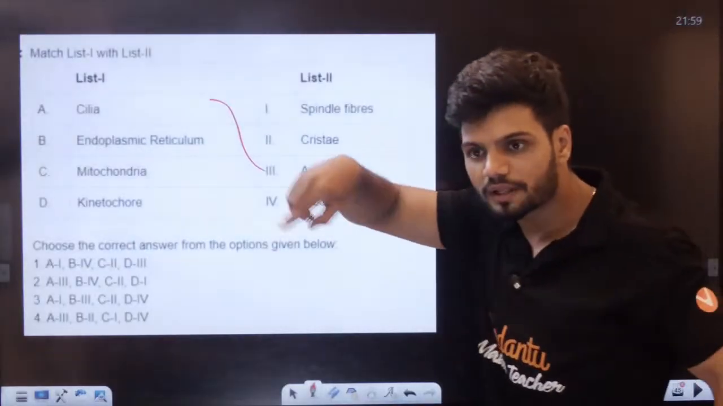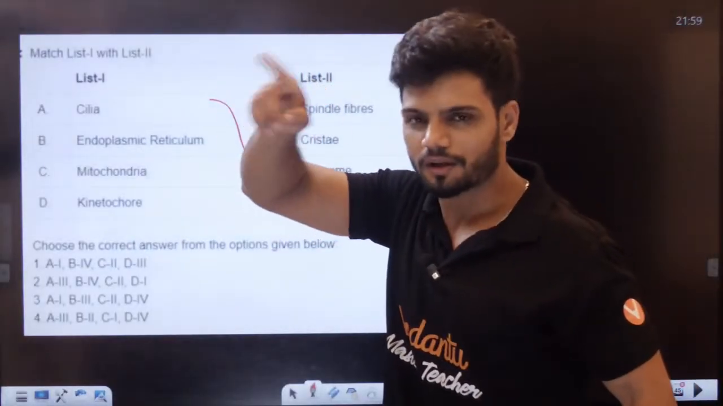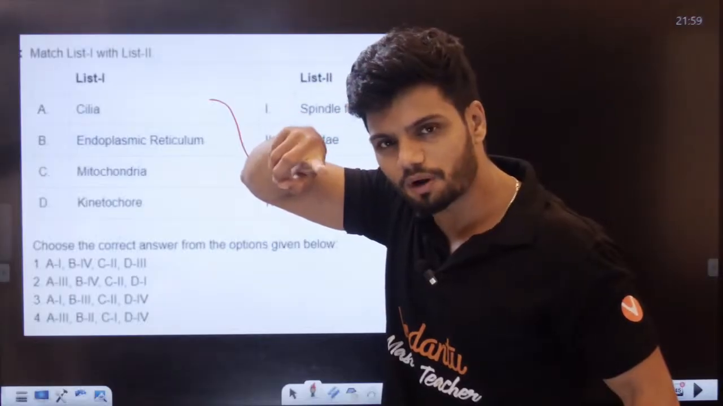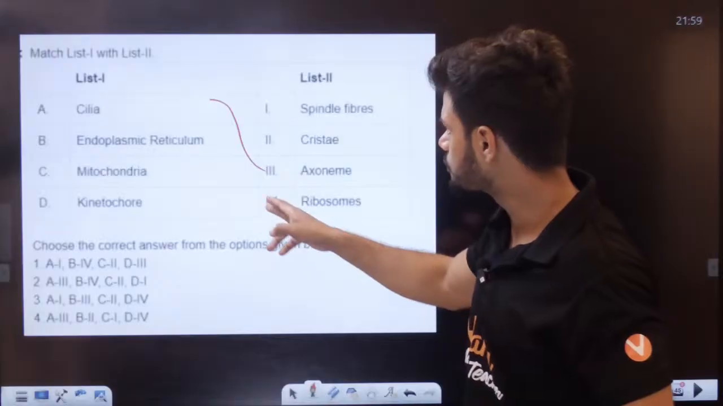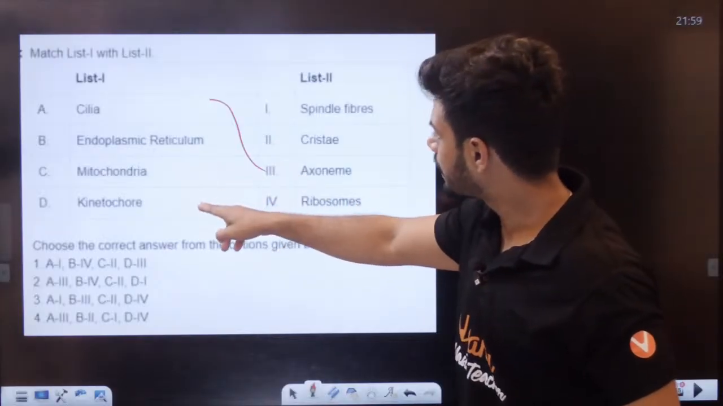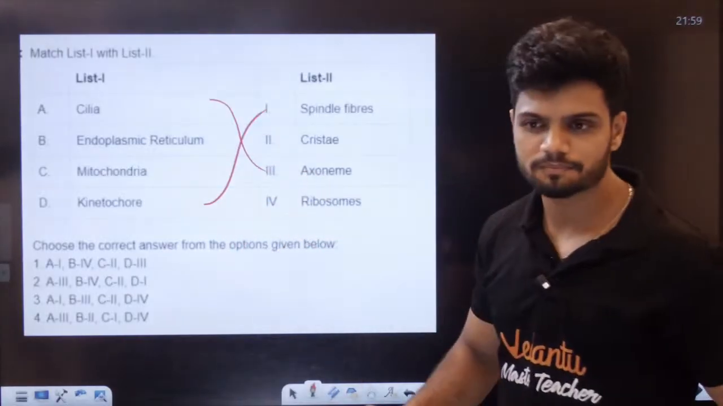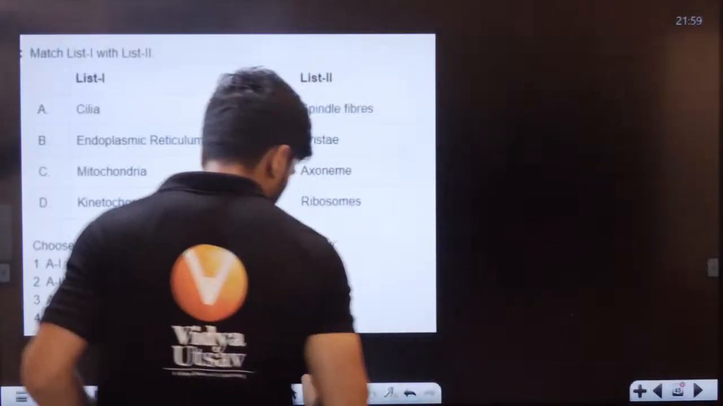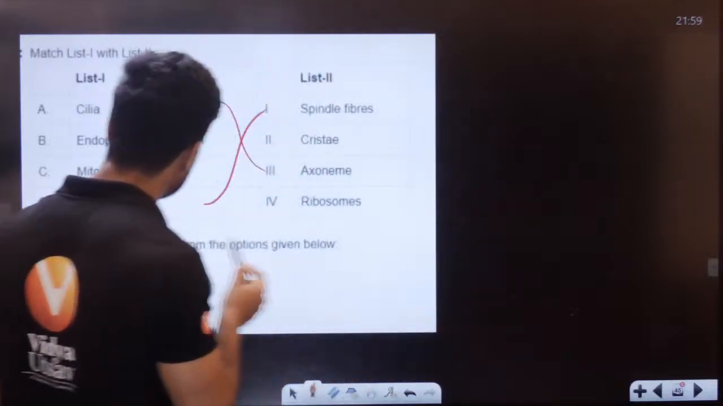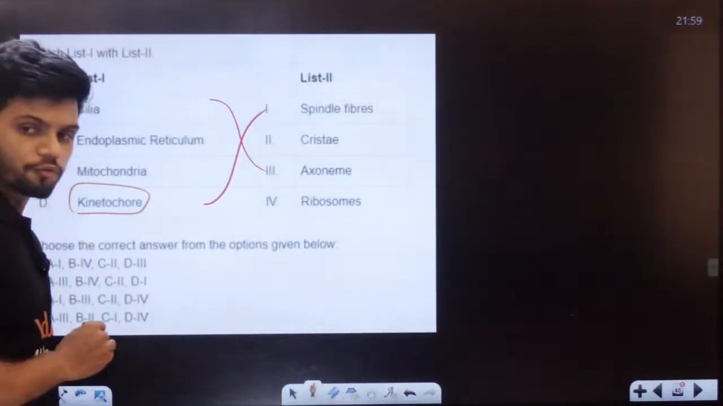The middle part you saw there, 9 plus 2, what is the middle part called? Axoneme. Next: endoplasmic reticulum, ribosomes, mitochondria, cristae, kinetochore, spindle fibers. All of you know what a kinetochore is, students?